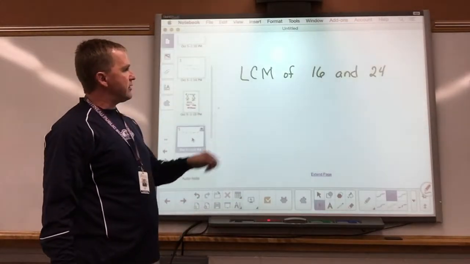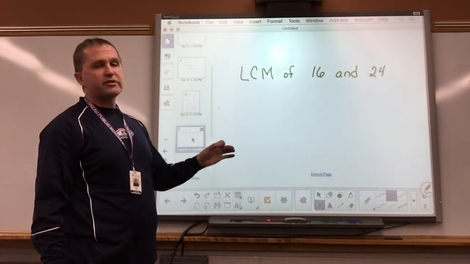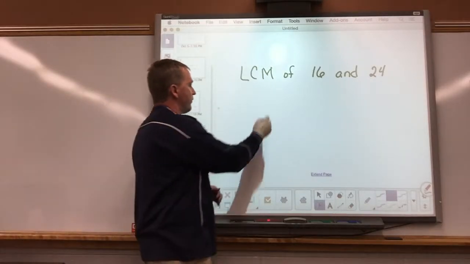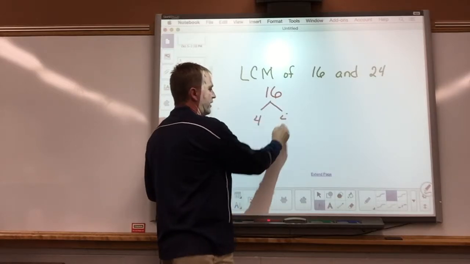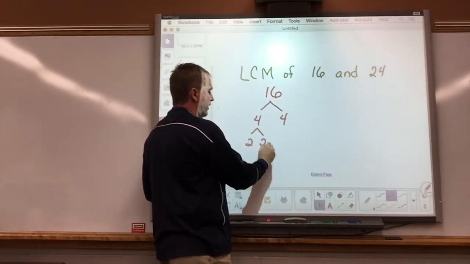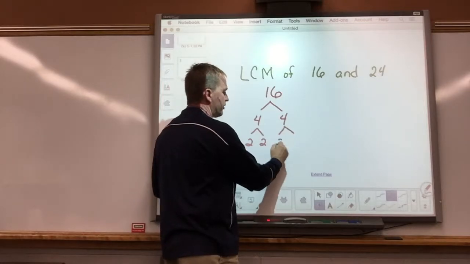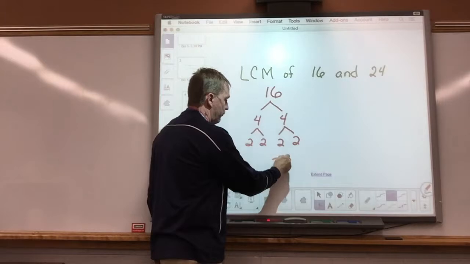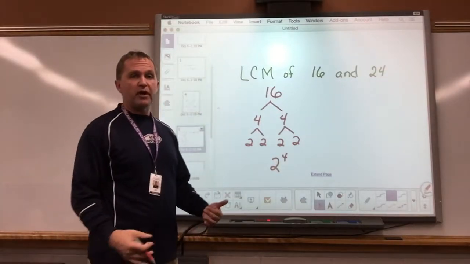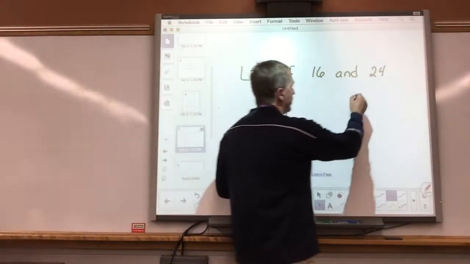The next part is finding the least common multiple. What's the smallest number that 16 and 24 go into? Once again, we're going to take the 16. We will use the factor tree just as we did before, breaking it into 4 times 4, and each of those breaking into 2 times 2. 16 turns out to be 2 to the 4th power when we break it down into prime factors.